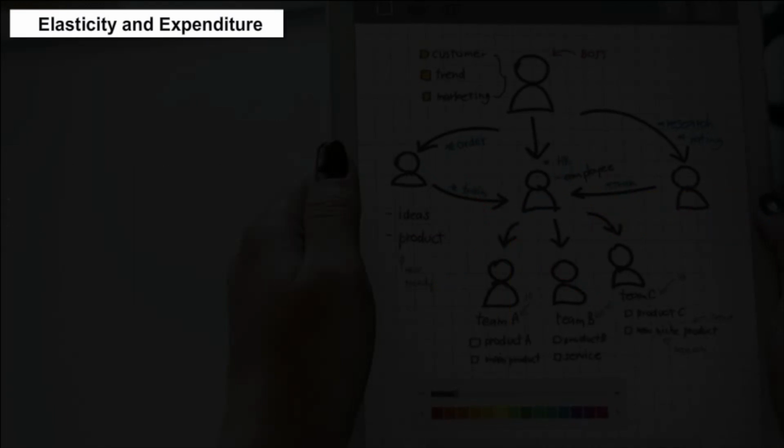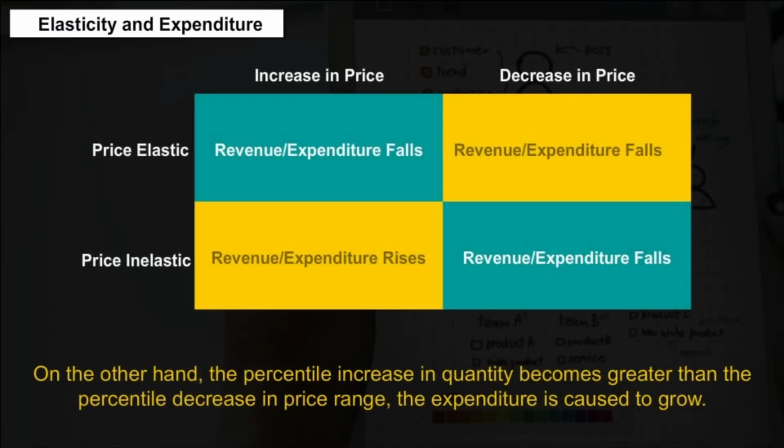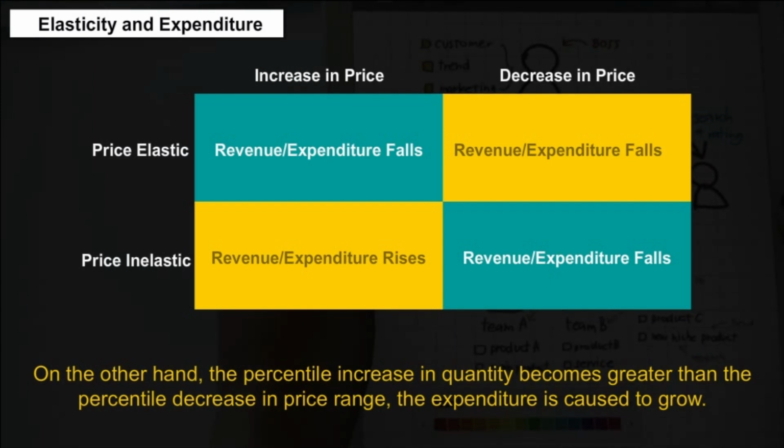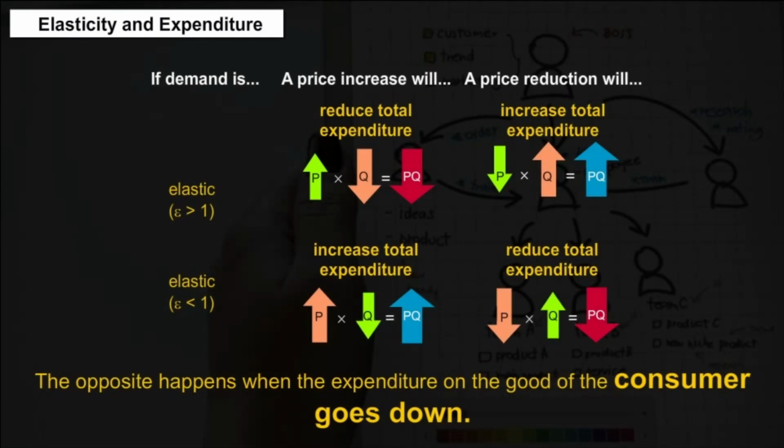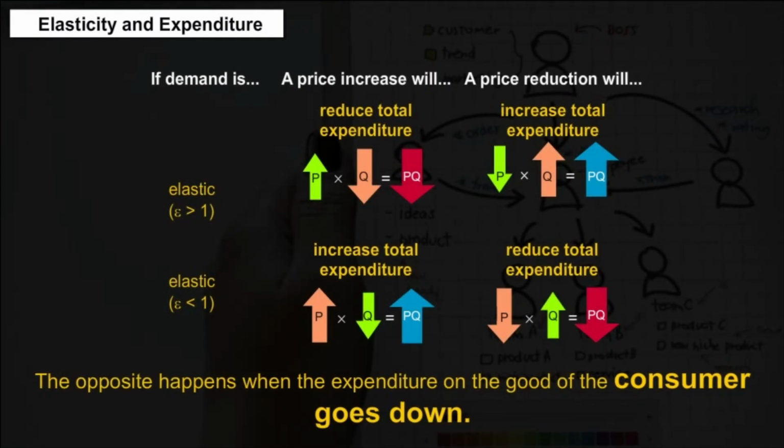On the other hand, when the percentage increase in quantity becomes greater than the percentage decrease in price, the expenditure is caused to grow. The opposite happens when the expenditure on the good by the consumer goes down.